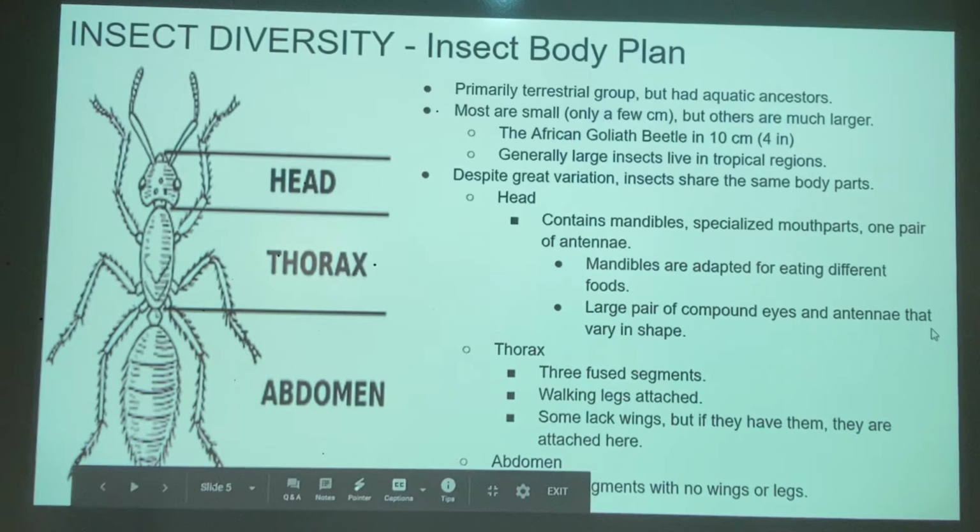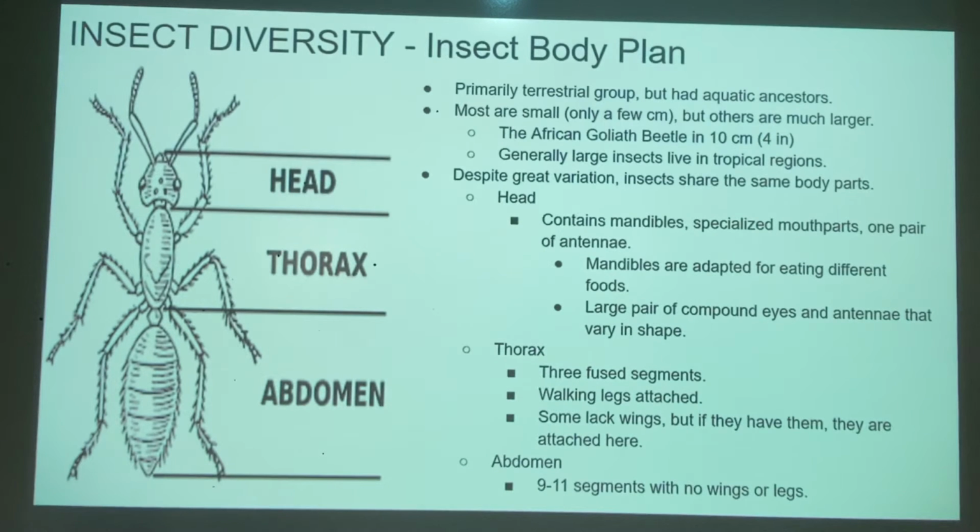So the insect body plan is going to have a head, a thorax, and an abdomen. The insects are mostly a terrestrial group, but they did have aquatic ancestors. Most of them are small, so this isn't like a Jurassic Park remake, but we do have some, like the African Goliath beetle that is about 4 inches in length. The warmer the area, usually the insects get larger. So we have larger insects in tropical regions, and that just has to do with their ability to spread their breathing and how they adapt to the humid air and the rain through their skin.